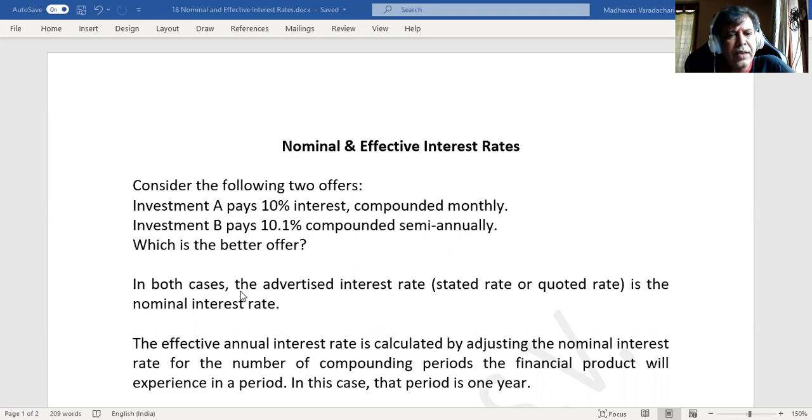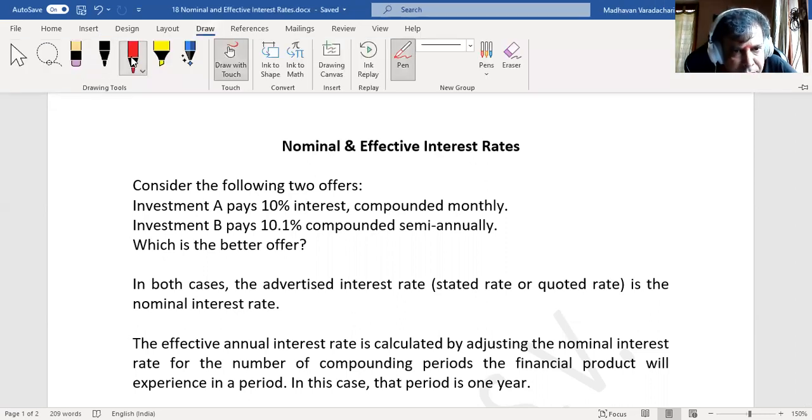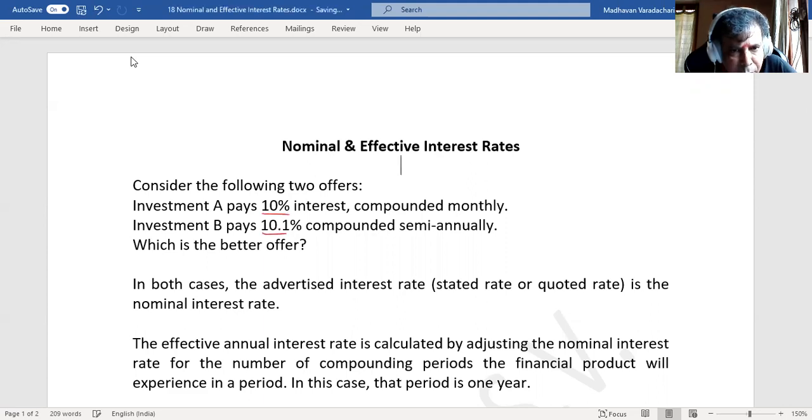So in both cases, what is the advertised interest rate? For investment A, it is 10%. For investment B, it is 10.1%. That stated rate or the quoted rate is called the nominal interest rate. So this 10%, 10.1% is the nominal interest rate.